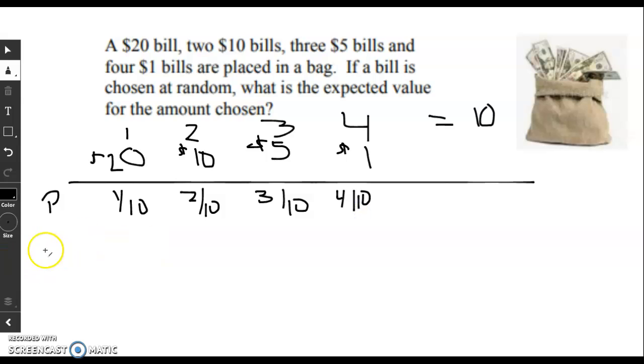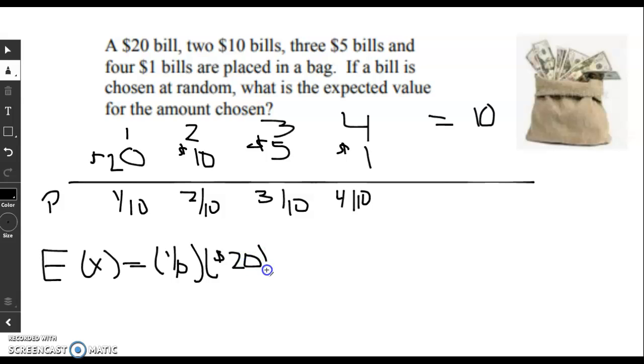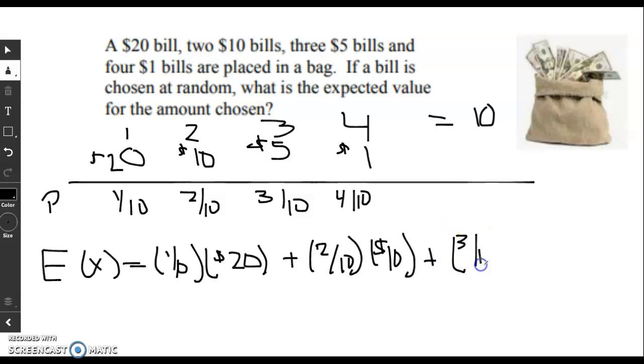So expected value sometimes looks like E of X. For the first one, it would be the probability, which is 1 out of 10, times the amount, which is $20, plus 2 out of 10 times $10. So I'm just adding up the probabilities times the amounts. Then I have 3 out of 10 times $5.